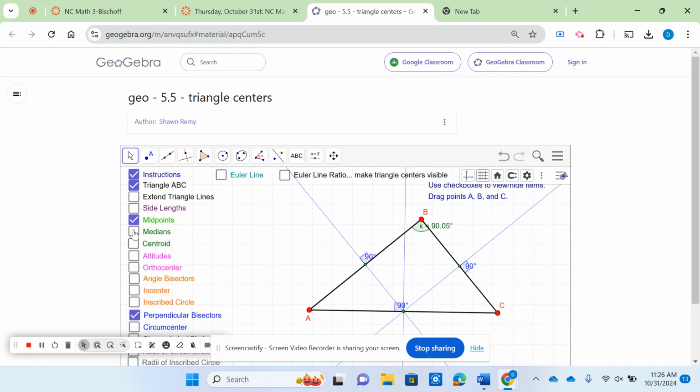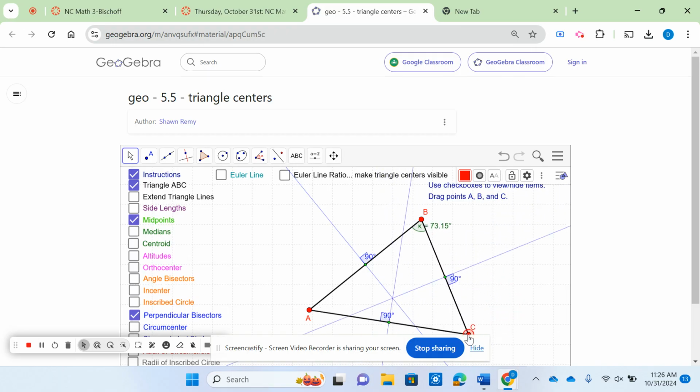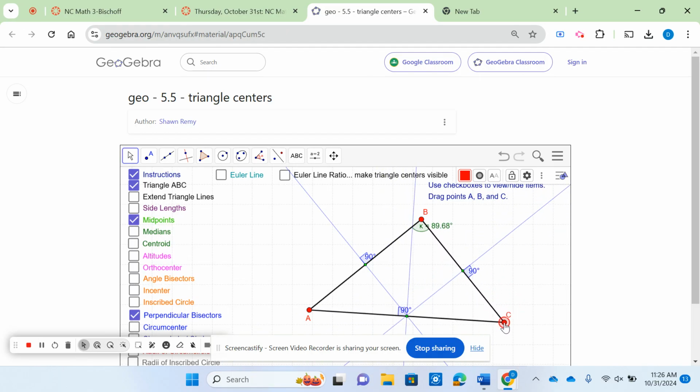So I'm looking at the midpoints, and maybe I just want to see, do the perpendicular bisectors always pass through the midpoints? Well, yeah, they do. Even as I adjust the type of triangle that I have, I see that the perpendicular bisectors always go through the midpoint. Why? Because it has a bisector. It's cutting the segment length into two congruent pieces, so that means it has to go through the midpoint.